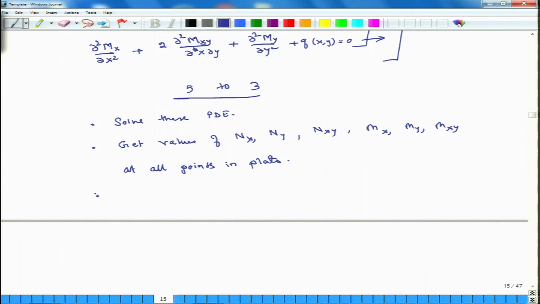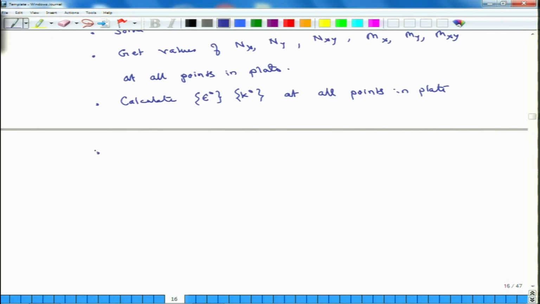Once we do that, then as a next step, what we can do is calculate epsilon naught and k naught, the mid-plane strains and mid-plane curvatures, at all points in the plate, and once we are able to do that, then what do we get out of it? We can calculate strains at points of interest.